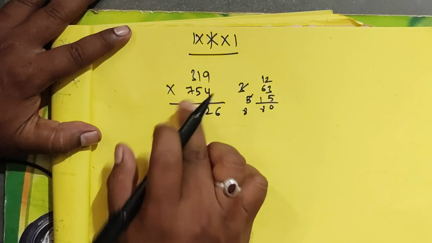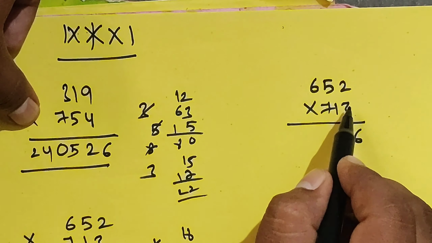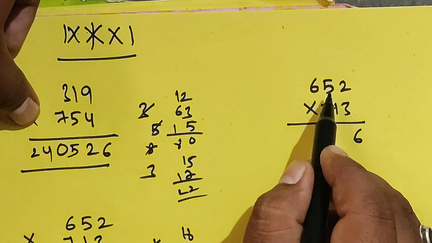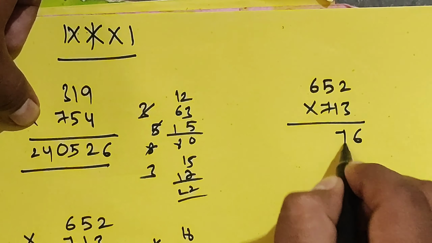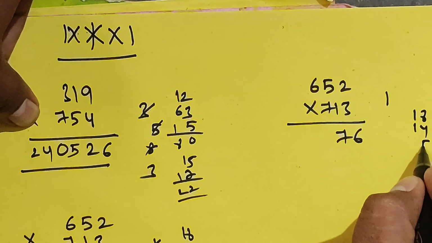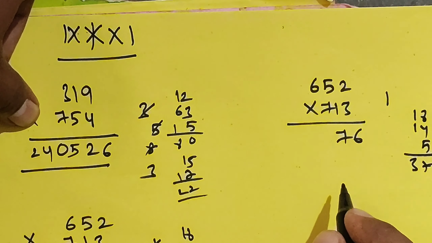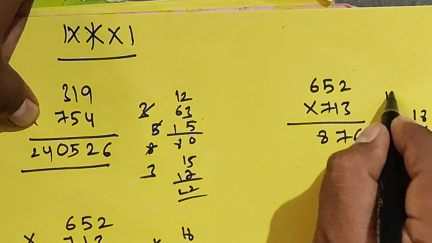Let us see one more example, that is 652 into 713. First take 3 into 2, that is 6. Now take the star, which means take the 2 digits here: 5 into 3 is 15 and 2 into 1 is 2. 15 plus 2 becomes 17. It is 7 carry 1. Now take the 3 digits here: 6 into 3 is 18, 7 into 2 is 14 and 5 into 1 is 5. It becomes 37 plus 1 is 38. Take the 8, carry is 3.